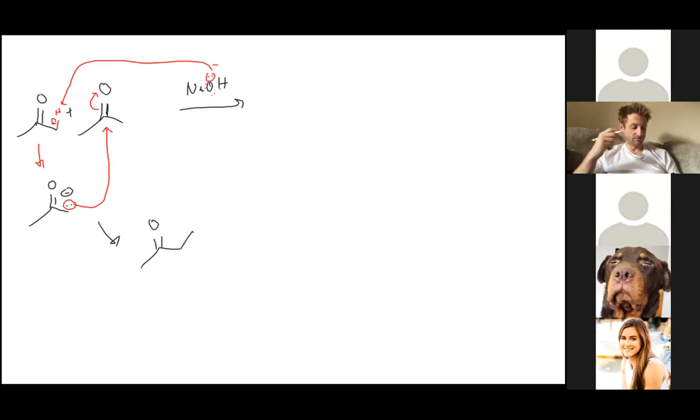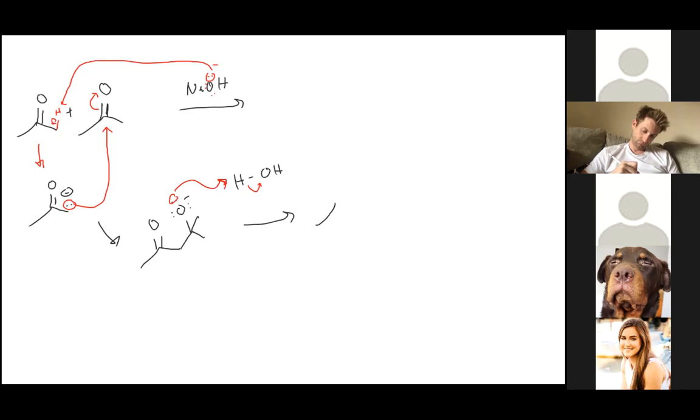We'll make one bond to that equivalent, plus the 2 methyls and oxygen it has. That oxygen can pick up H plus from water, to give us this aldol product.